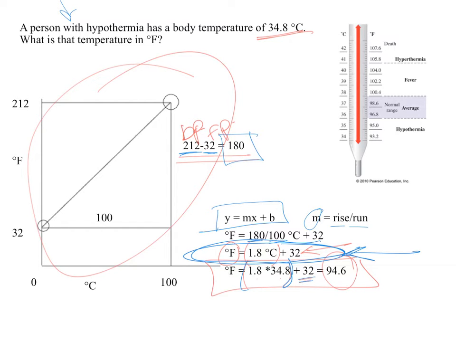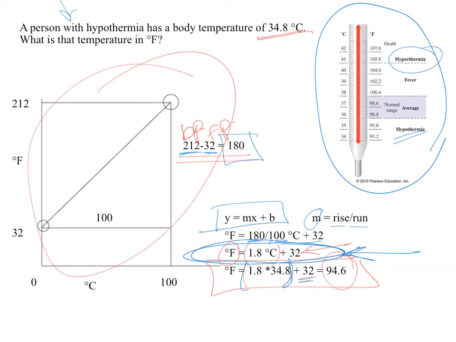And you can see up here when patients are considered to be hypothermic and when they're considered to be hyperthermic. So hyper is too high, would have a fever, can result in death. Hypothermia is too cold, can also result in death.